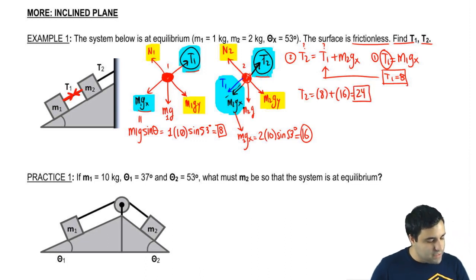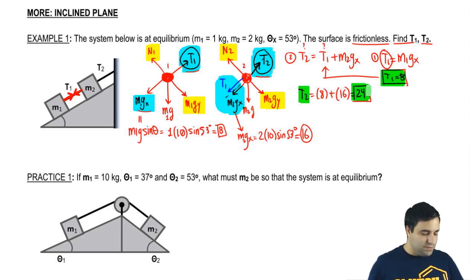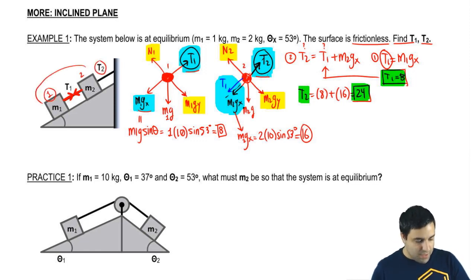So the first tension is 8. The second tension is 24. Like I said, it's tension 2. We should have expected the tension 2 to be greater. In fact, if this is 1 and this is 2, you can see how T1 is holding 1. T2 is sort of holding 3. So it makes sense that T2 is 3 times larger than T1.